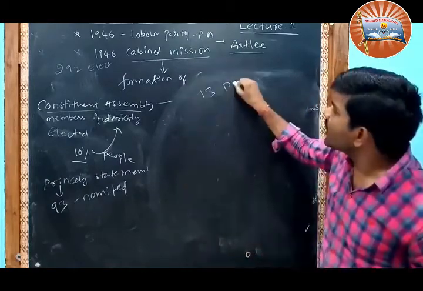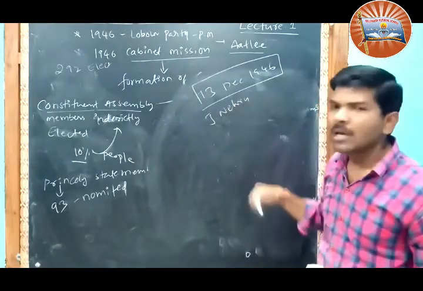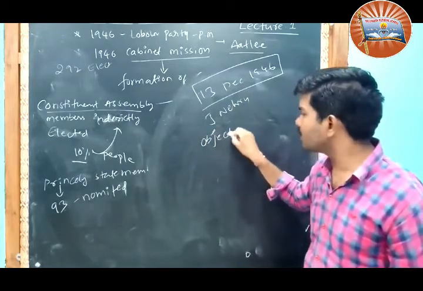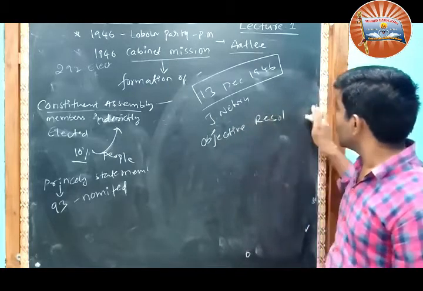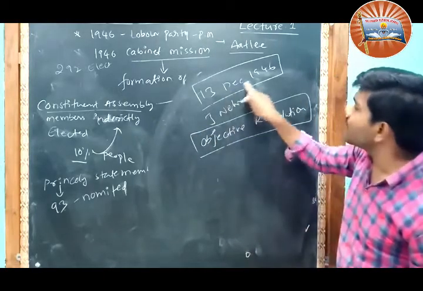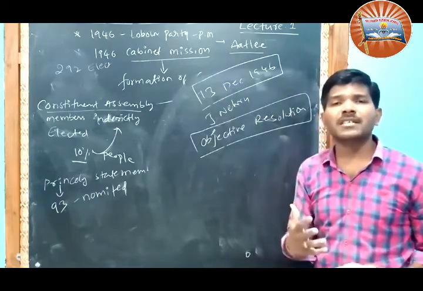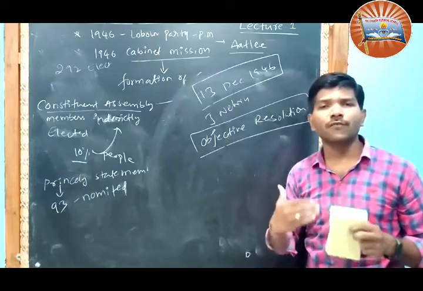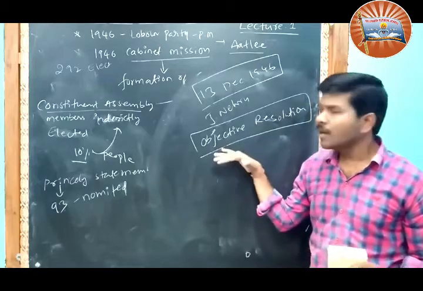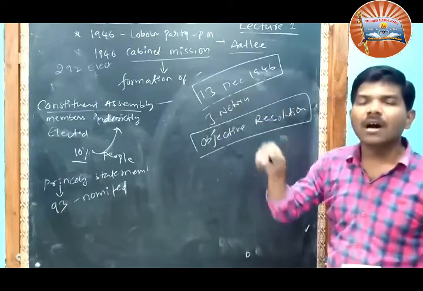Okay, next. On 13 December 1946, Jawaharlal Nehru made a historical speech that is called the Objective Resolution. This Objective Resolution was not mentioned in the textbook. But on 13th December 1946, Nehru gave a historical speech that we are going to make such a great constitution which can fulfill the faith and aspirations of the people of the country. Based on the objectives declared by Nehru on 13th December 1946, our constitution was made.